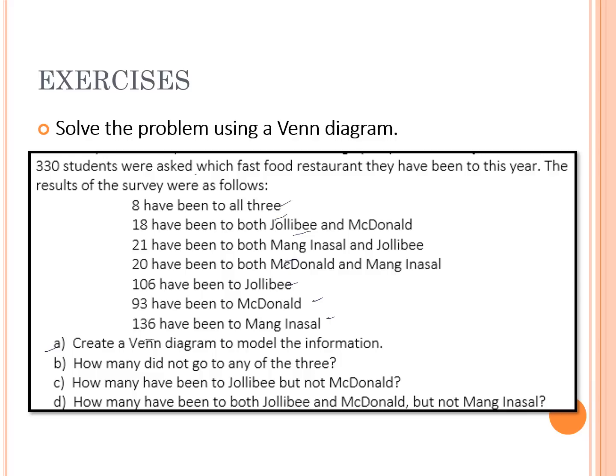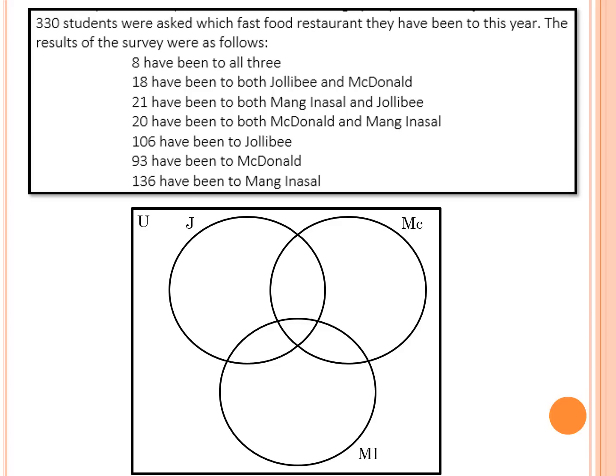First, we create a Venn diagram and then answer this question. How many did not go to any of the three? How many have been to Jollibee but not McDonald's? And how many have been to both Jollibee and McDonald's but not Mang Inasal? So let us answer that first by filling in these circles with the proper numbers based on the given. Okay, so we have this circle J for Jollibee, MC for McDo, and MI for Mang Inasal.